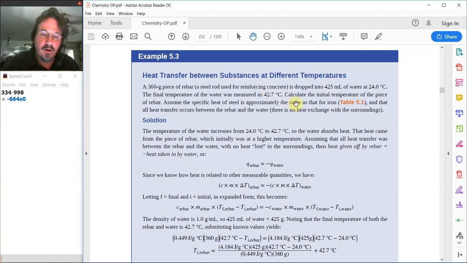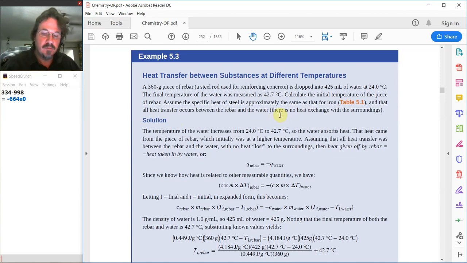All right, it says calculate what is the initial temperature of the piece of the rod. Now we know it's going to be hot. Right? It's going to warm it up. And it says assume the specific heat of the steel is approximately the same as iron, and we can look that up. So we're going to have to look up the specific heat of iron in the table. And that all heat transfer occurs between the rebar and the water. That is to say, we're not losing any. Again, if these calorimeters are well insulated, it's not going to make it past that, and so that assumption is a good assumption.